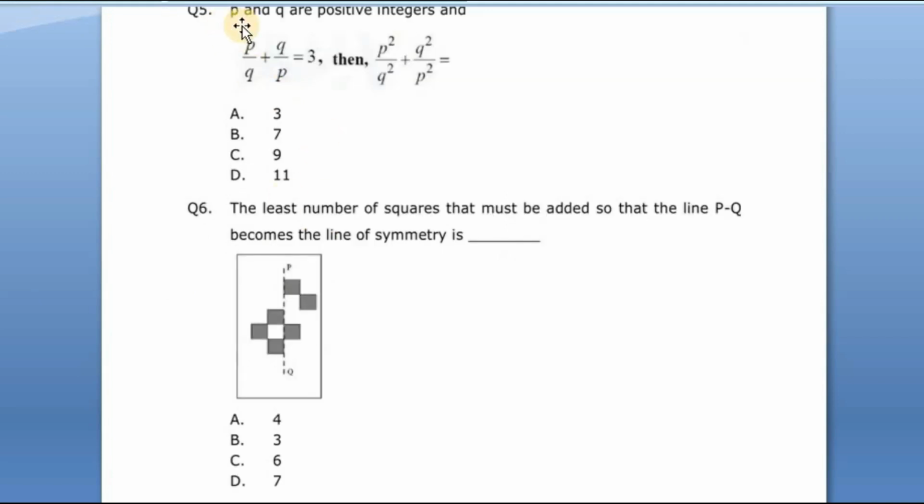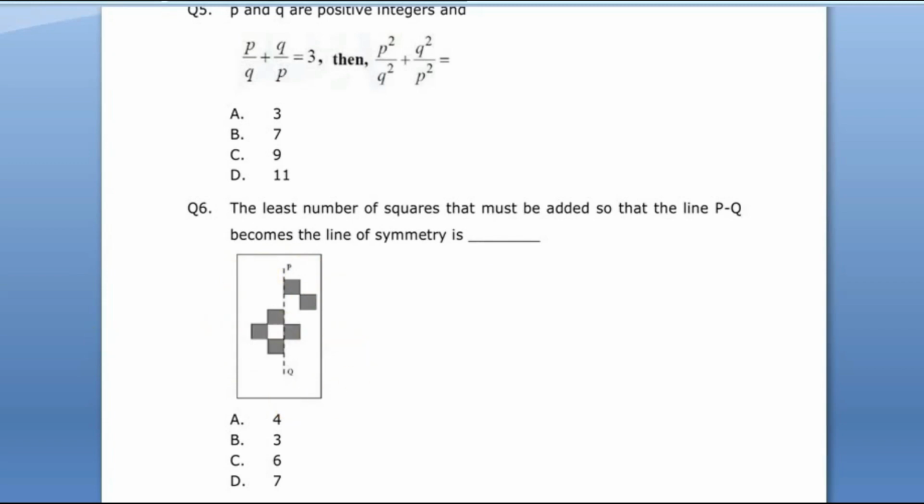Fifth question, P and Q are positive integers and the relation is given as P by Q plus Q by P is equal to 3. Then P square by Q square plus Q square by P square is equal to how much? Sixth question, the least number of squares that must be added so that the line PQ becomes the line of symmetry is. So here we have to calculate the number of squares.